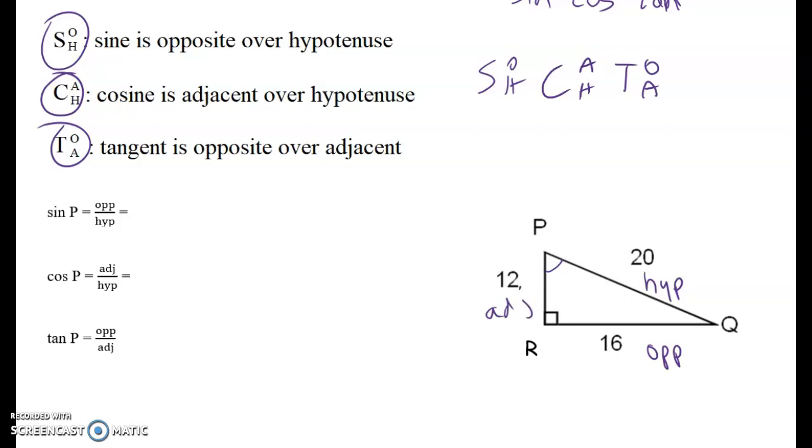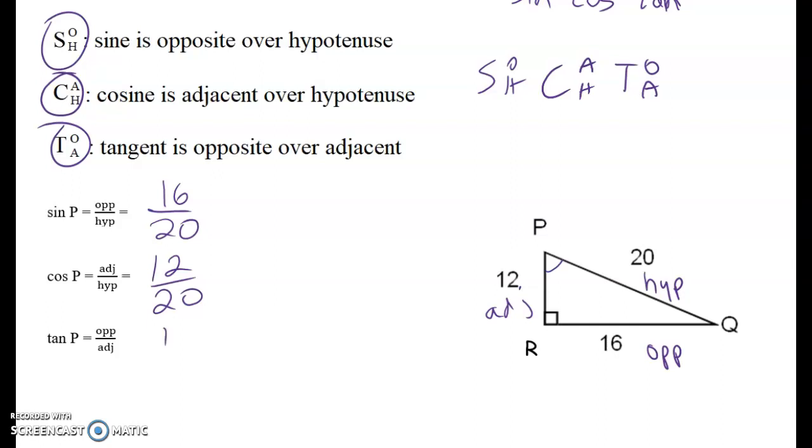So setting up my sine, opposite over hypotenuse. So it's a fraction. My opposite side is 16. My hypotenuse is 20. Okay? For cosine, the cosine of angle P, my adjacent side is 12. My hypotenuse is 20. And finally, for the tangent, that would be opposite over adjacent.